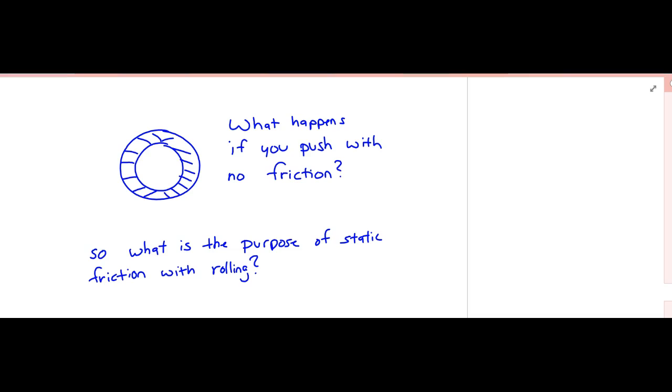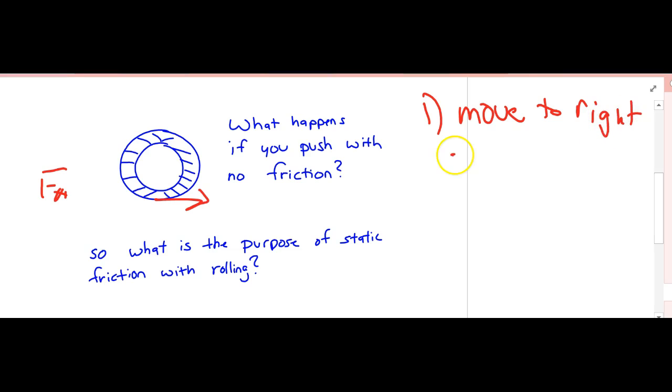So let's say you have a force applied and you push at the bottom. So what happens if I push here? Well, with the blue, the object will move to the right. So its linear motion will be to the right. Then it will rotate. Let's say the axis of rotation is in the center. So that is going to cause it to rotate this direction, counterclockwise.